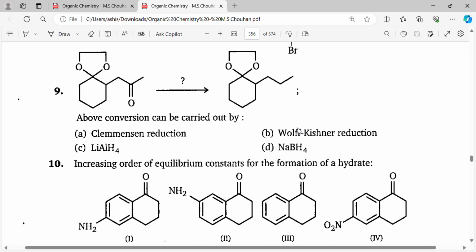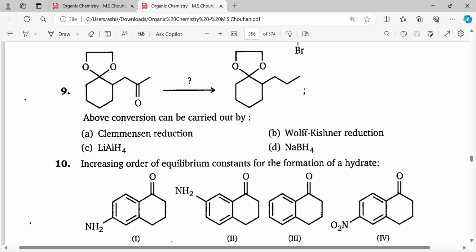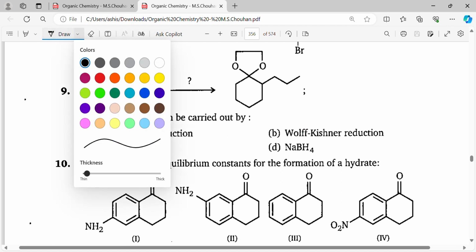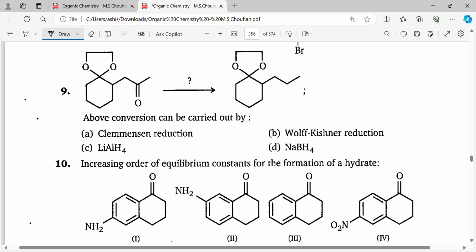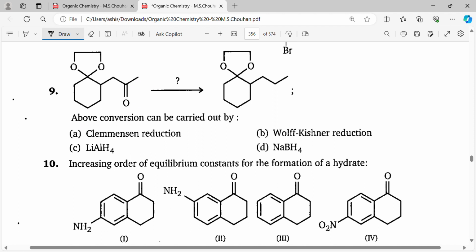Hello guys, let's see question number 9. In question number 9, we have to find out the reactant or the catalyst by which we can get this product. So which catalyst is possible? First of all, we have to understand how this reactant is converting into the product.